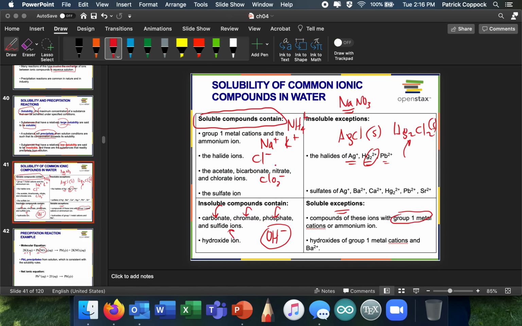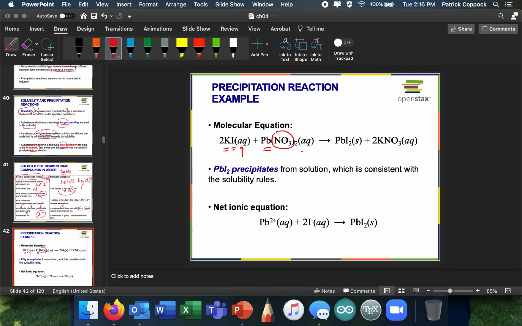It's soluble because it's a nitrate, right? And there's no insoluble exceptions over here, right? Here's lead, but that's with the halide, right? You see that? Okay. So again, lead nitrate is soluble, okay? Now, the halide of lead 2 is insoluble, so it precipitates. Aha! That's where it is right there, okay? So lead 2 iodide, pardon me, precipitates from solution, which is consistent with the solubility rules.